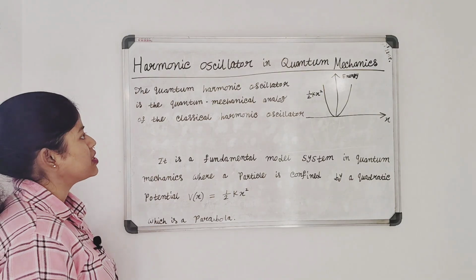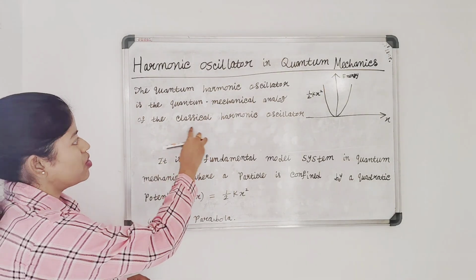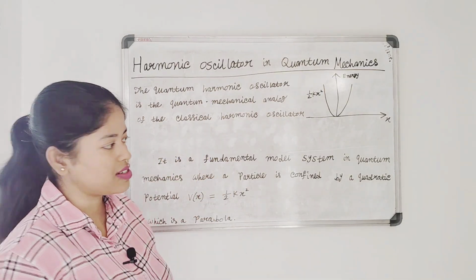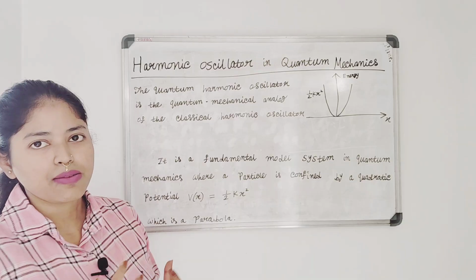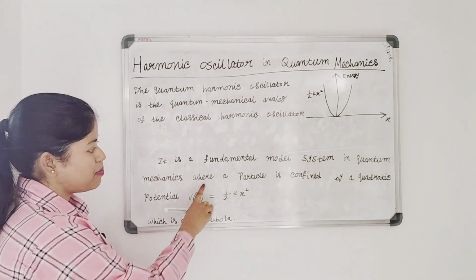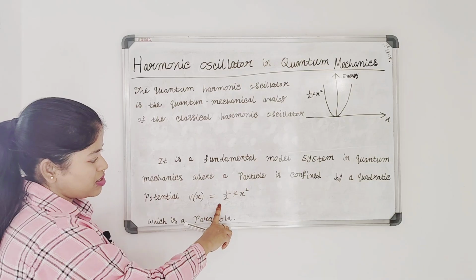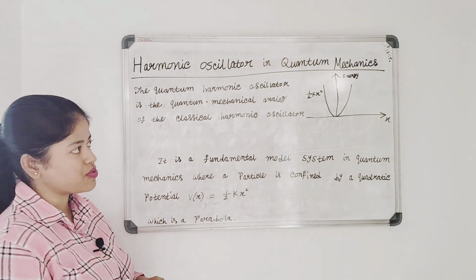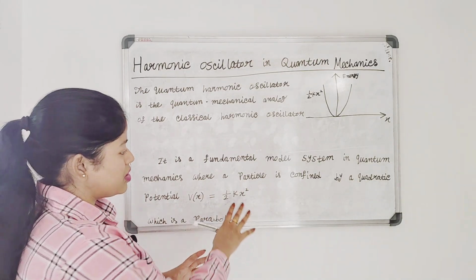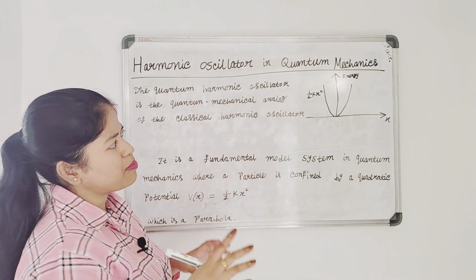Harmonic oscillator in quantum mechanics is the quantum analog of the classical harmonic oscillator. It is a fundamental model system in quantum mechanics where a particle is confined by a quadratic potential, which is V of x equals half k x square. So we are talking about this type of potential, which is like a parabola.